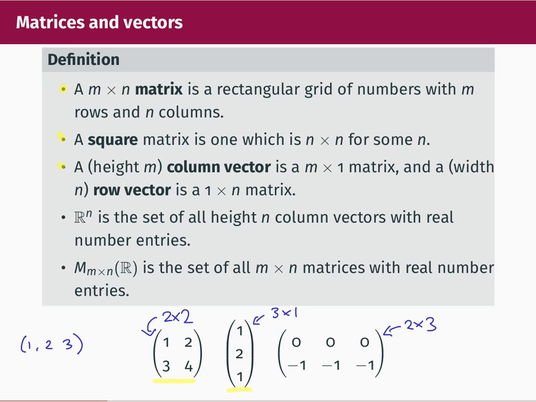Finally, some notation for sets of matrices and vectors. R to the n means the set of all height n column vectors with real number entries. And M subscript m times n of R is the set of all m by n matrices with real number entries. We also use a similar notation with a different set in place of R. So for example, if we wrote C to the n, that would mean the set of all height n column vectors whose entries were complex numbers. And if we wrote M 2 by 2 of C, again that would mean the set of all 2 by 2 matrices whose entries were complex numbers.